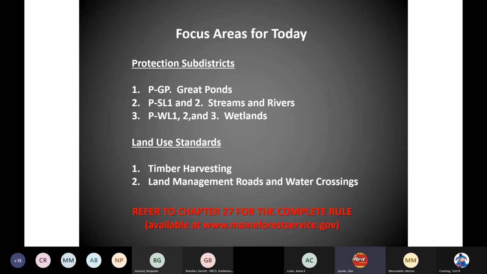So this is just a review of our focus areas today before we get right into it. Number one, we're going to talk about specific protection subdistricts: PGPs, which are great ponds, PSL 1s and 2s, these are rivers and streams, and PWL 1, 2, and 3, these are different varieties of wetlands. And the land use standards we're going to talk about and connect to each of the protection subdistricts are timber harvesting and land management, and roads and water crossings. And again, I'm not giving you a lot of detail. I'm providing just some very basic information.